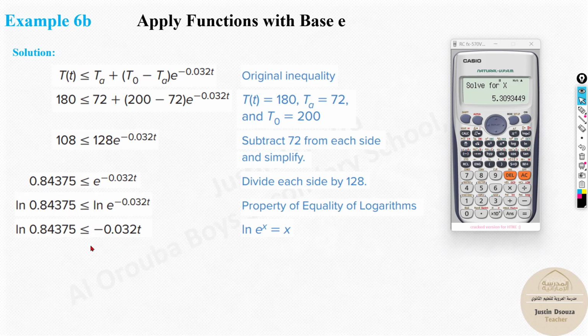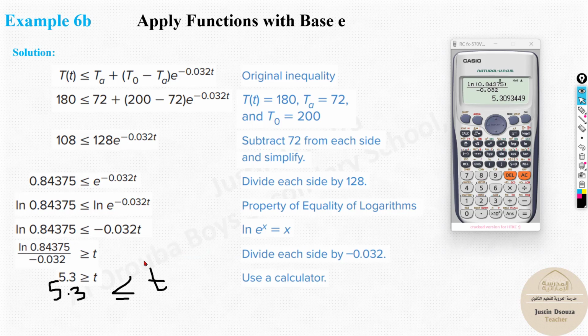Now take this to the other side. What happens basically is you will have natural logarithm of 0.84375 divided by negative 0.032. What is the answer? It is 5.3. The same answer we got a while ago. But now we can tell that t must be greater than or equal to 5.3.